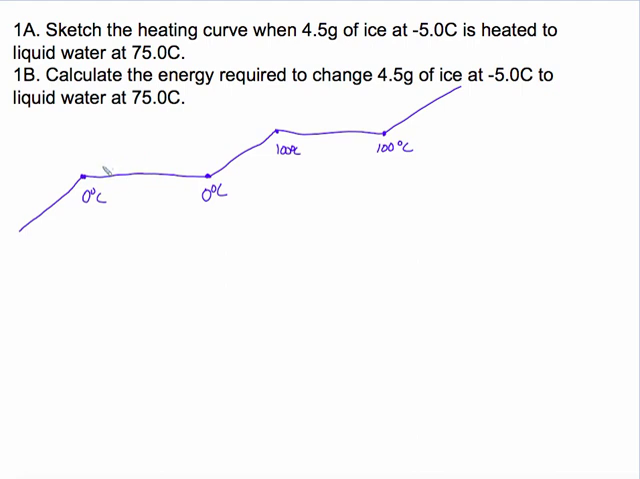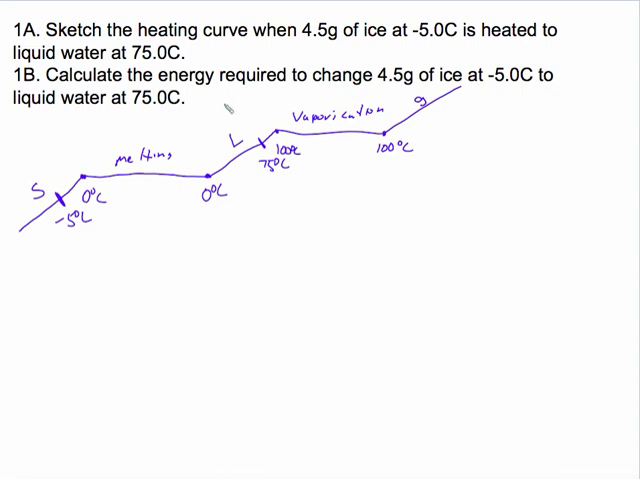So when you heat water, here is a solid, this is when water is a liquid, and up here is when it's a gas. When we go from a solid to a liquid, we call that melting, and from a liquid to a gas, we call that vaporization. All right. So anyway, on this graph, we're starting off at -5, so I'm just going to mark that right there at -5 degrees Celsius. And we're going to 75, so I'm just going to put it up here somewhere, 75 degrees Celsius.